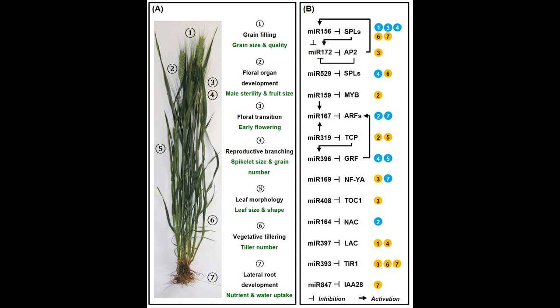In summary, each of the microRNA target modules that have been shown here could be used in smarter, de-stressed cereal breeding in the future.